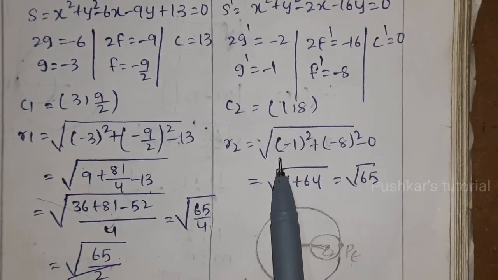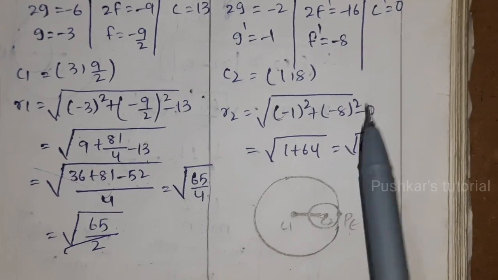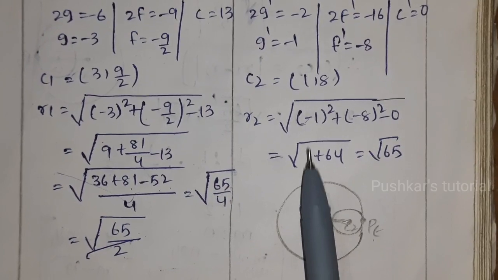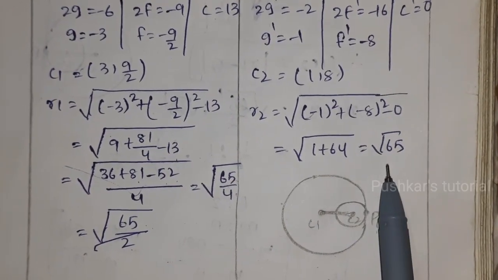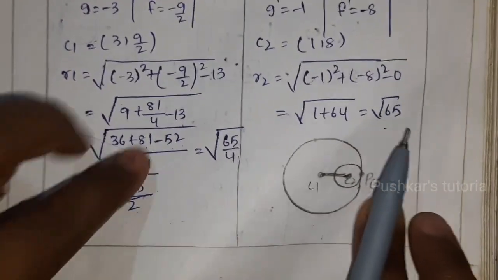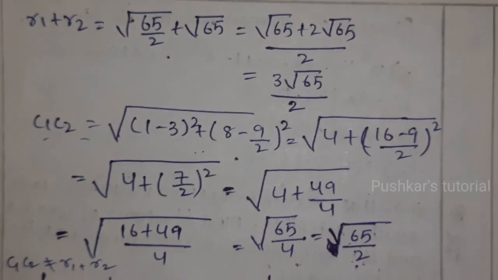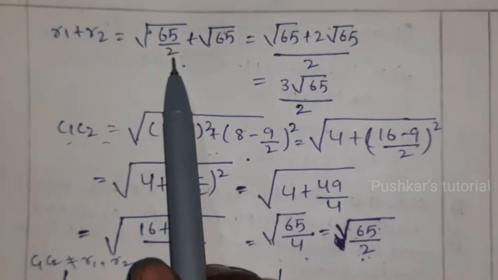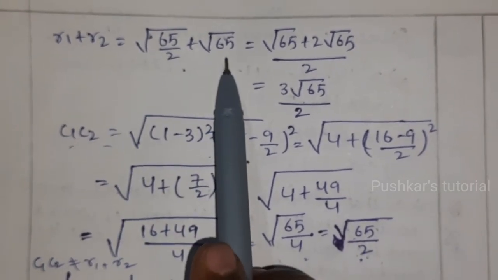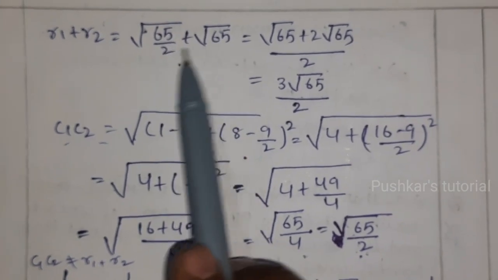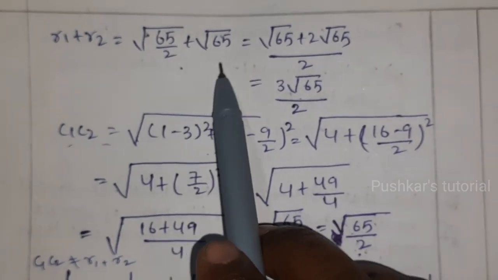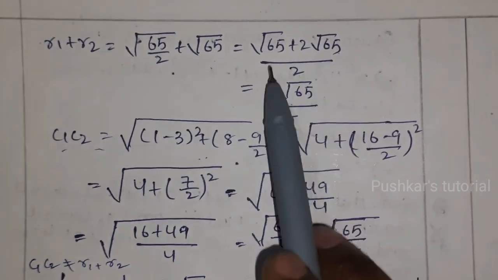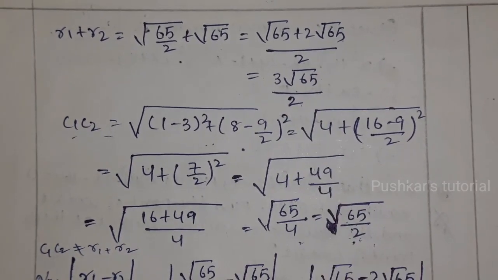Next, radius R2: g square plus f square minus c. So (-1) square, (-8) square, 0 square. So 1 plus 64 is root 65. Then be careful with fractions. Now adding R1 plus R2: R1 value is root 65 by 2 plus R2 value root 65. For fractions we have to take the LCM. The LCM of 2 and 1 is 2, cross multiplying, 1 root 65 plus 2 root 65. Total is 3 root 65 by 2.